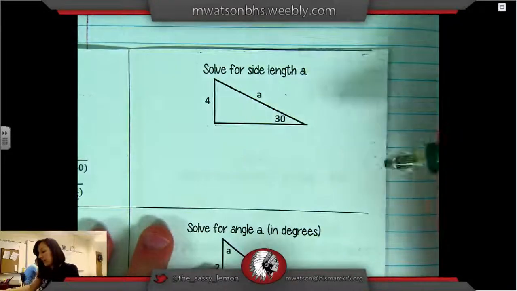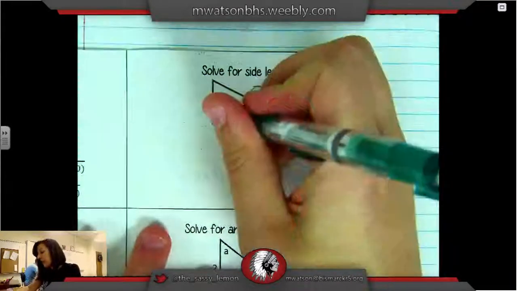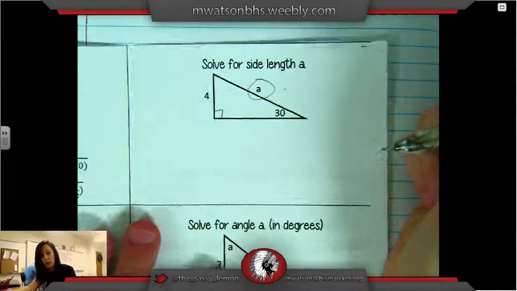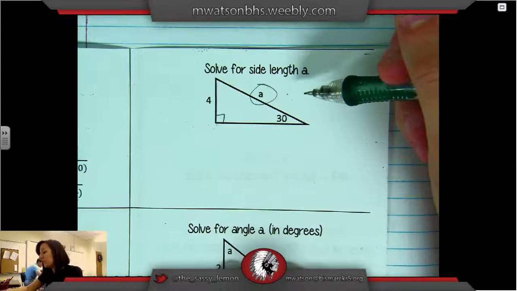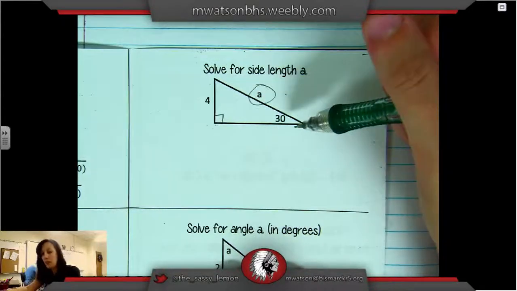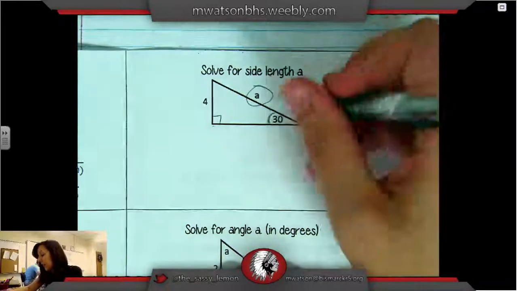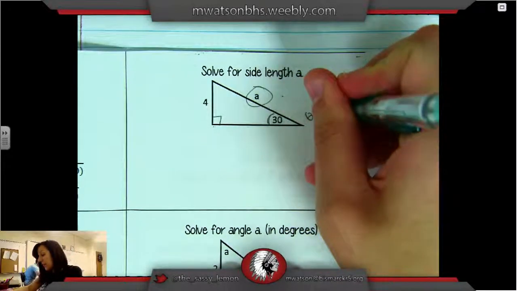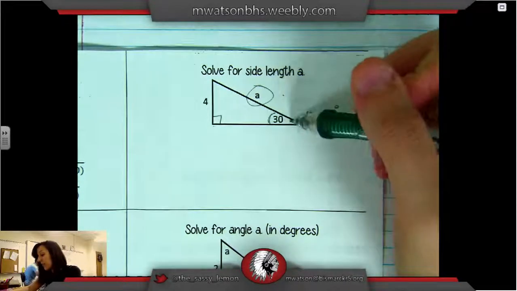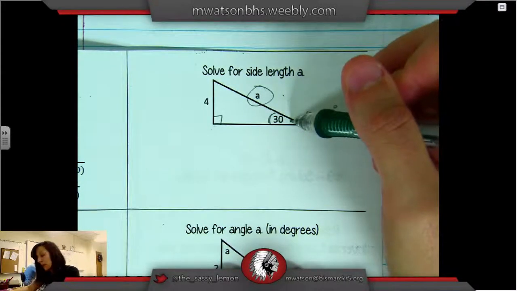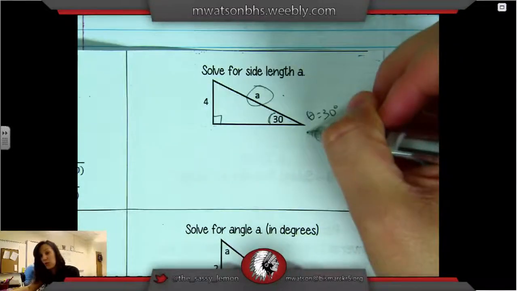It says solve for missing side length A, so that's what we want to find. And we want to set up an equation to solve for A. So probably the trickiest part is creating your equation. You need to think about what information am I given. I'm given an angle, theta, so my theta is 30 degrees. Now, what side lengths am I given in relation to this angle? So I'm not given adjacent, I'm given opposite and hypotenuse.